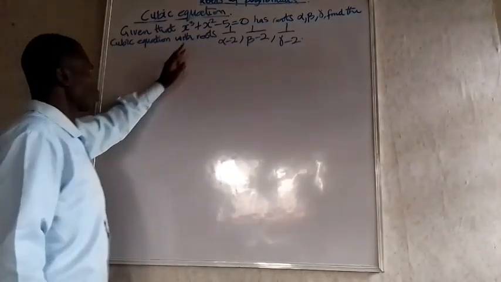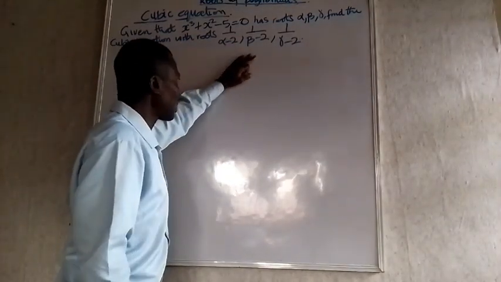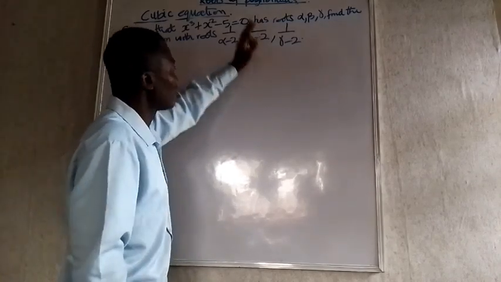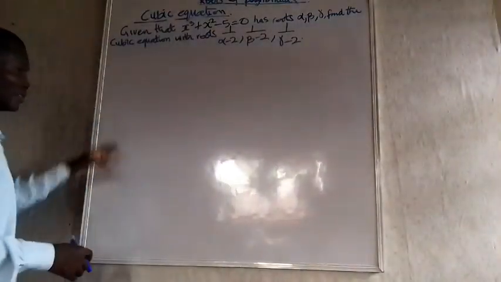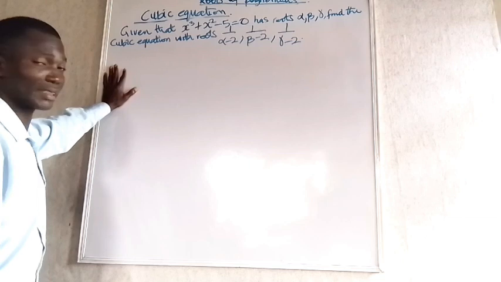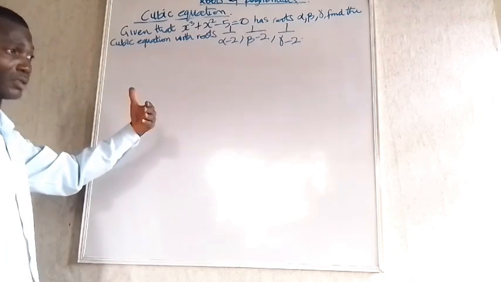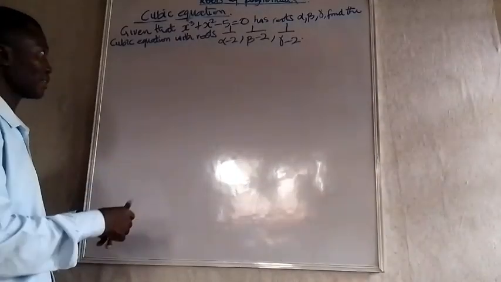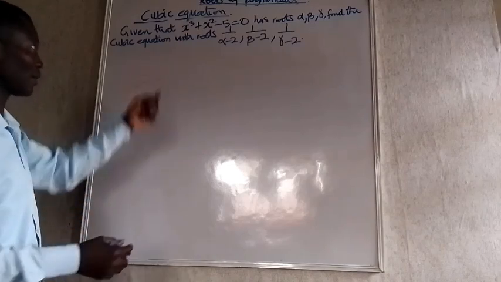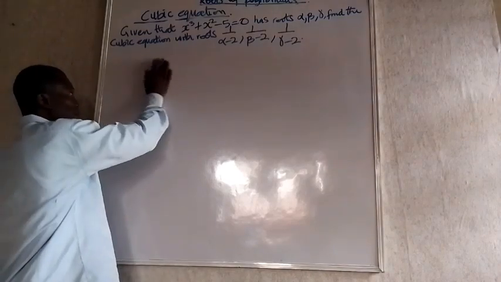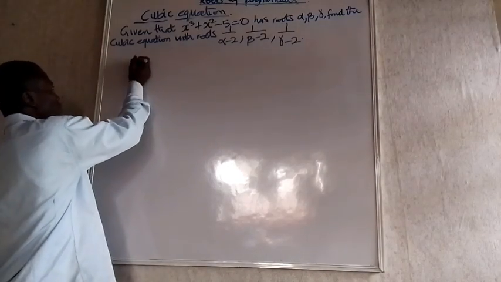So we have this. Given that x cubed plus x squared minus 5 equals 0 has roots alpha, beta, gamma, find the cubic equation with roots 1 over alpha minus 2, 1 over beta minus 2, 1 over gamma minus 2. This one, the best way to go about it is substitution. You have done substitution for quadratics before. So substitution is the best way to go about it. Now let's look at how we go about it. We'll just do something like this.